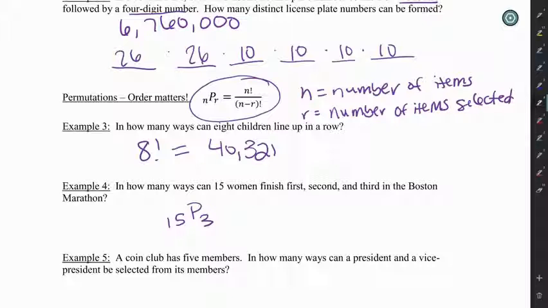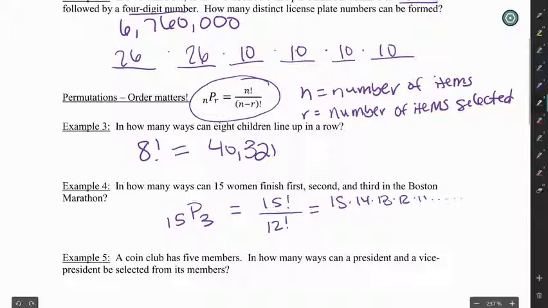So it's going to be 15P3. So the math here: n factorial, that's our 15 women, over n minus r factorial, which would be 12 women. So that's 12 factorial. So really, this is 15 times 14 times 13 times 12 times 11, and so forth. For the bottom, 12 times 10 times 9. Well, what happens is the 12 and down from the numerator cancels with the 12.